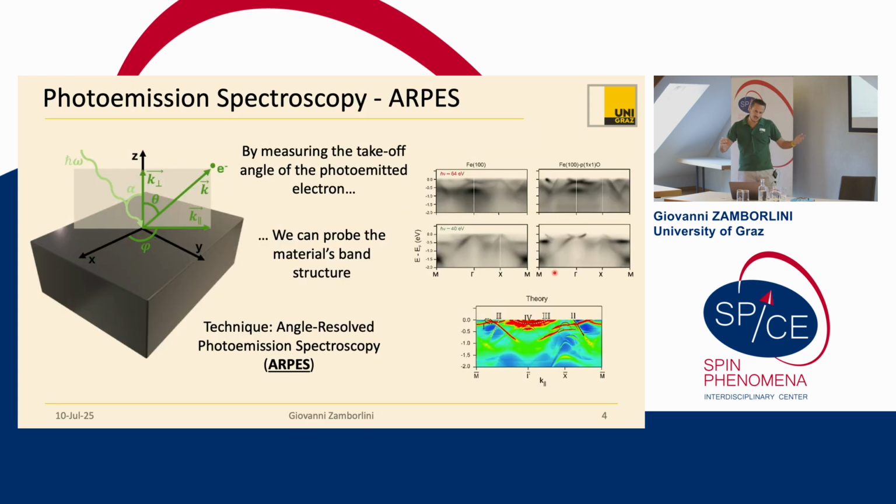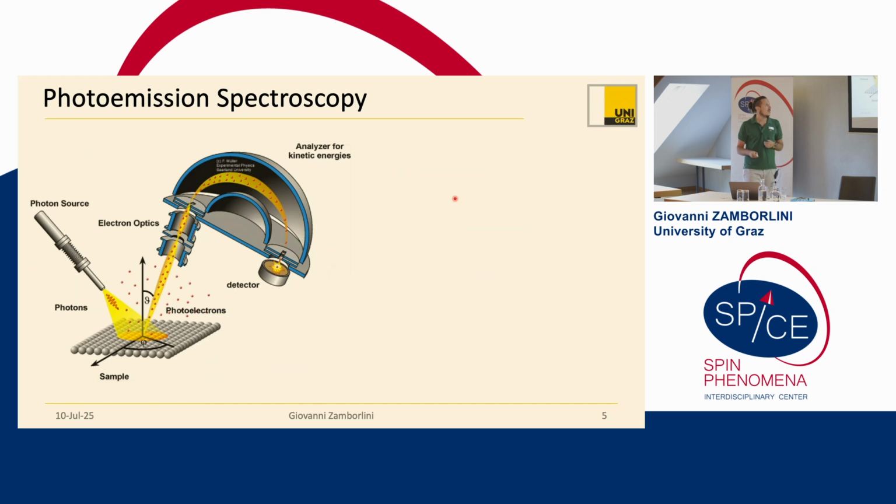Now, if you complicate your setup a bit more, you can also measure the takeoff angle of your photoemitted electron. If you measure simultaneously the kinetic energy, so the binding energy, of your photoelectron and the takeoff angle, you can reconstruct the parallel momentum of your photoelectron, and therefore you can directly map the band structure. Many of you may know this technique as angle-resolved photoemission spectroscopy. Here I just put a couple of examples of how the band structures of some materials look. So that's a standard photoemission experiment, so nothing new here.